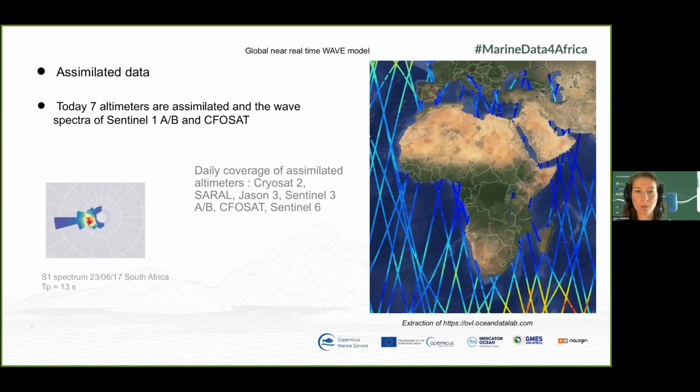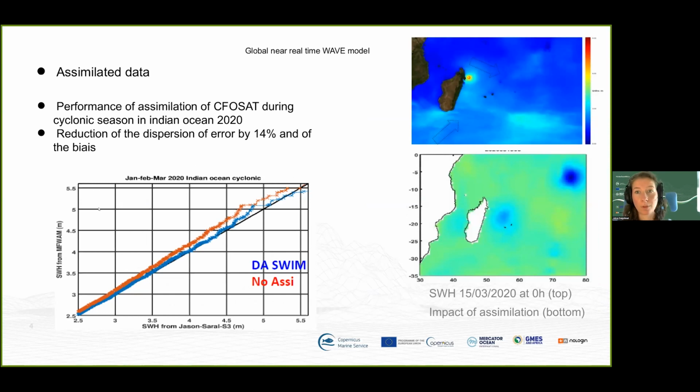So we have done several studies to see the impact of assimilation in our model. You have here some results on the impact of the assimilation of CFOSAT. We have evaluated the impact during the cyclonic season in the Indian Ocean. And we have seen that the error is reduced by 12%, and particularly for high wave height, more than 4 meters, we have a stronger impact of the assimilation.